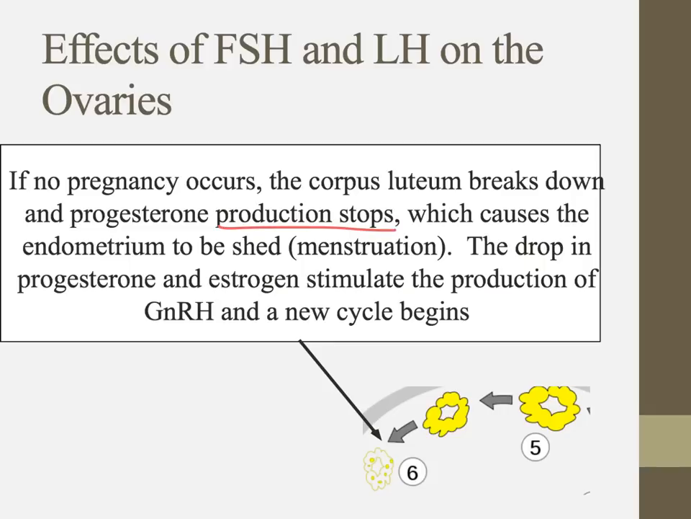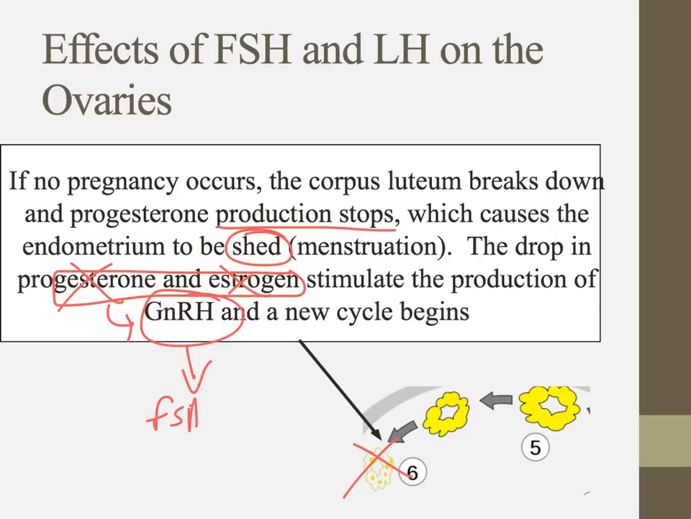Progesterone was what was causing that endometrial lining to stay so thick. So if I stop the progesterone, I'm not going to have anything to maintain that lining, and I'm going to shed it during menstruation. Now I have no follicle, no corpus luteum, so no progesterone or estrogen, and these were inhibiting the GnRH. If they're both gone, that tells GnRH to tell the anterior pituitary to start producing FSH and LH again, and then we can start a new cycle.